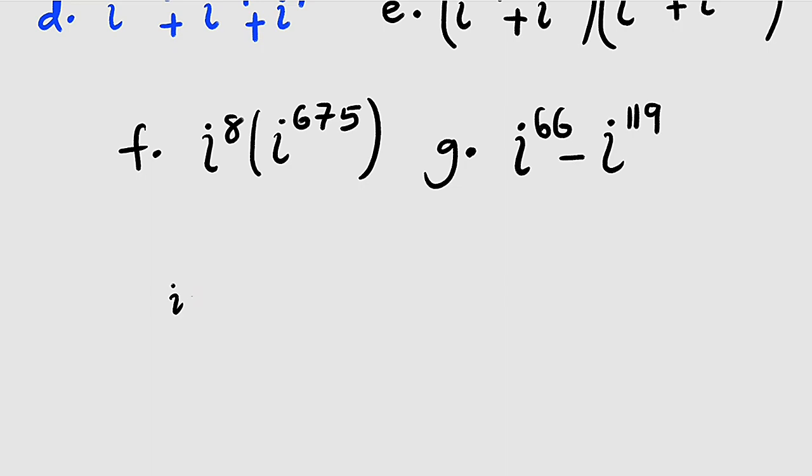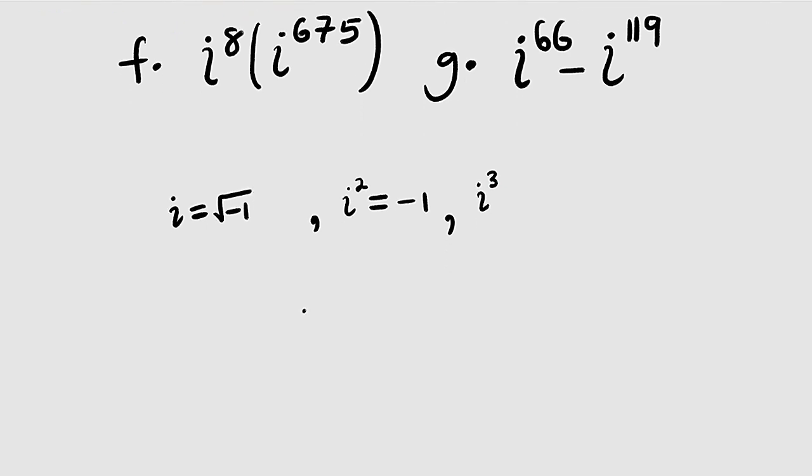So if i is defined as the square root of -1, this implies that i to the first power is just the square root of -1. So what of i to the second power? Square both sides here, you have i squared equal to just -1. So what about i to the third power?